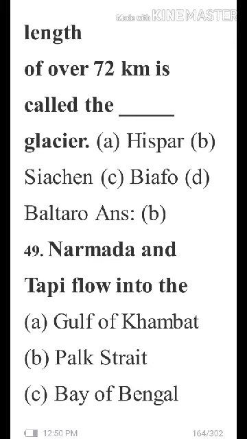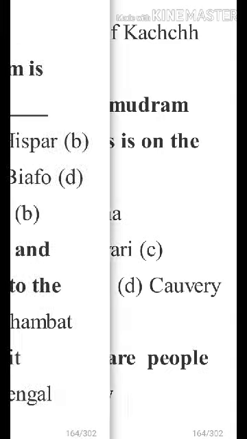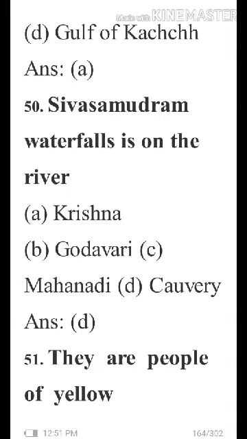Narmada and Tapi flow into the Gulf of Khambat. Shivasamudram waterfall is on the Kaveri River.